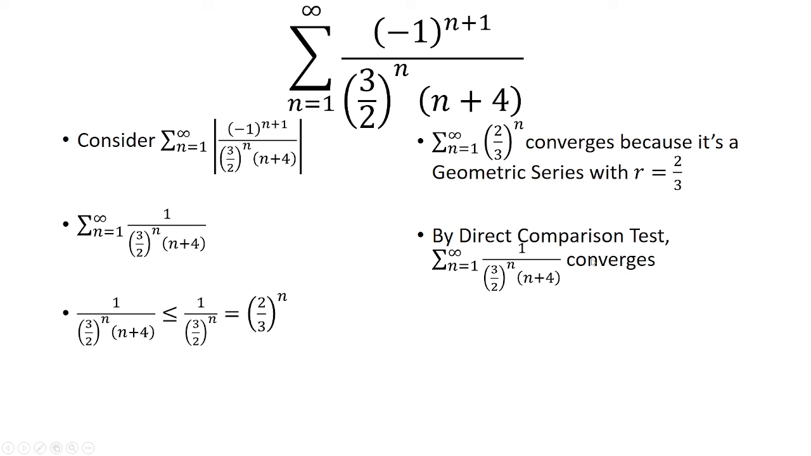So now we showed that both the original series and the one taking the absolute value converges. So we say that the series converges absolutely.